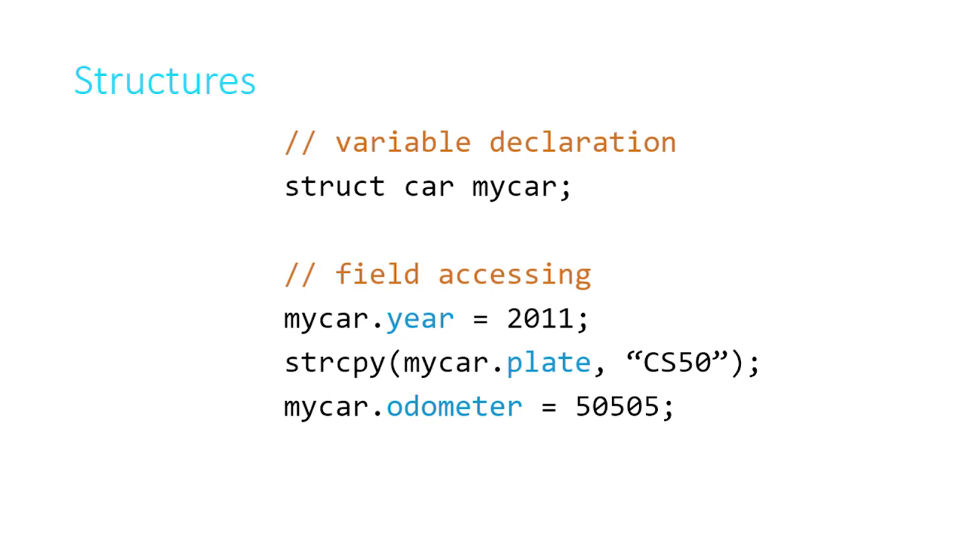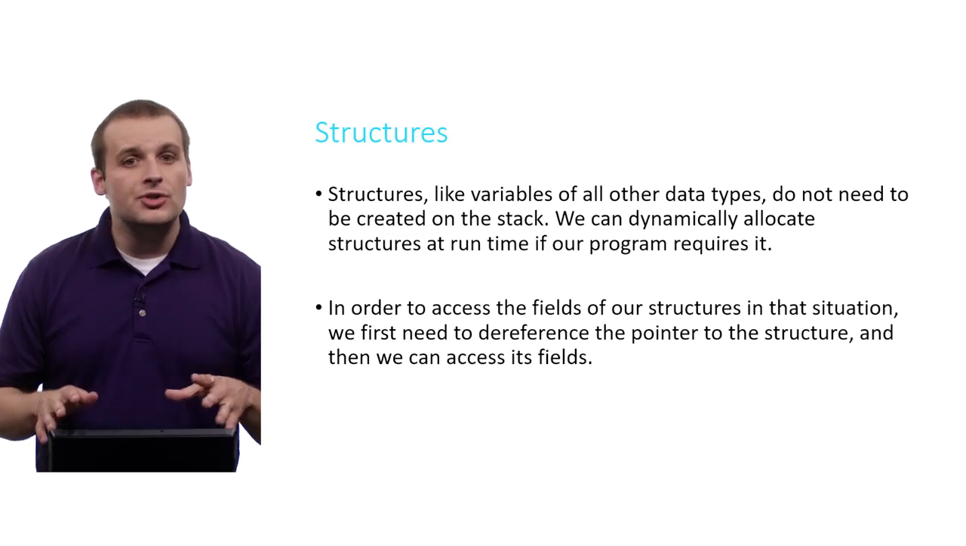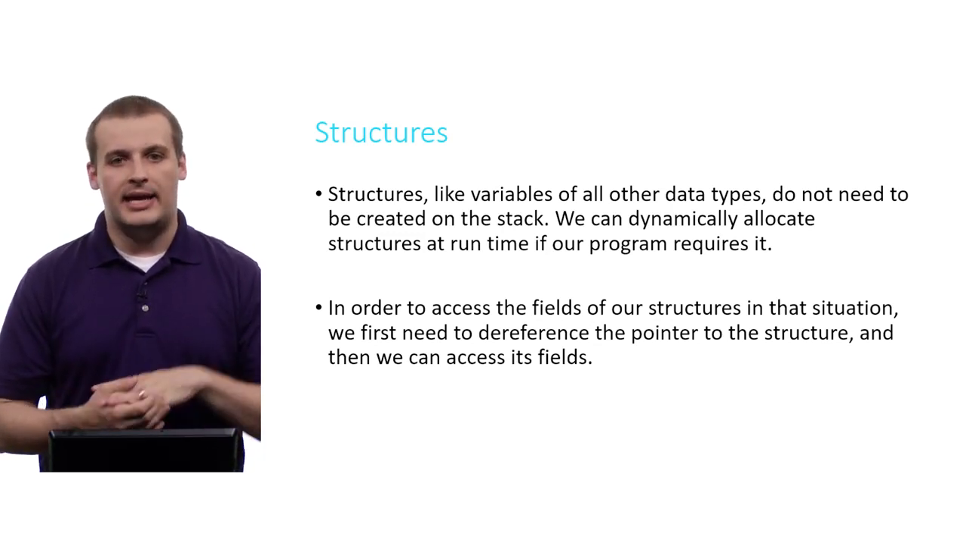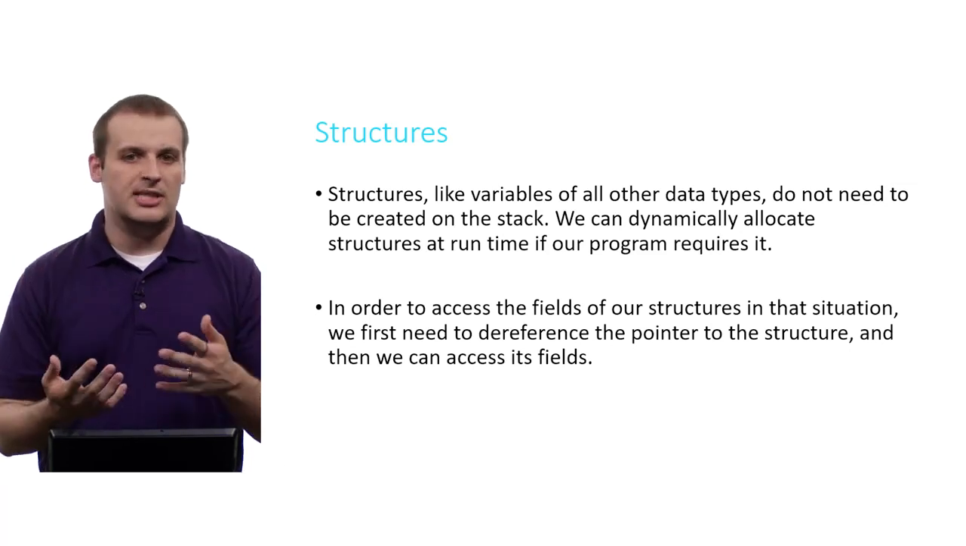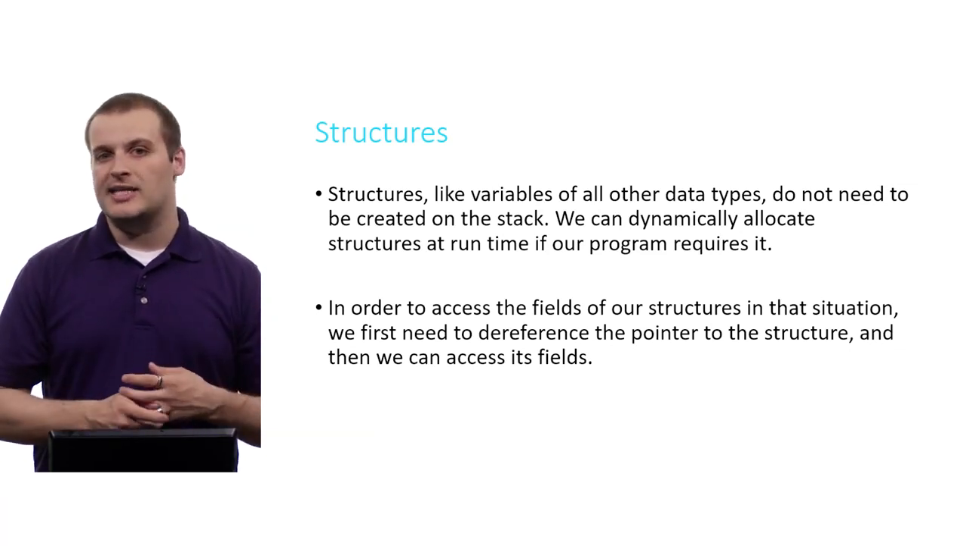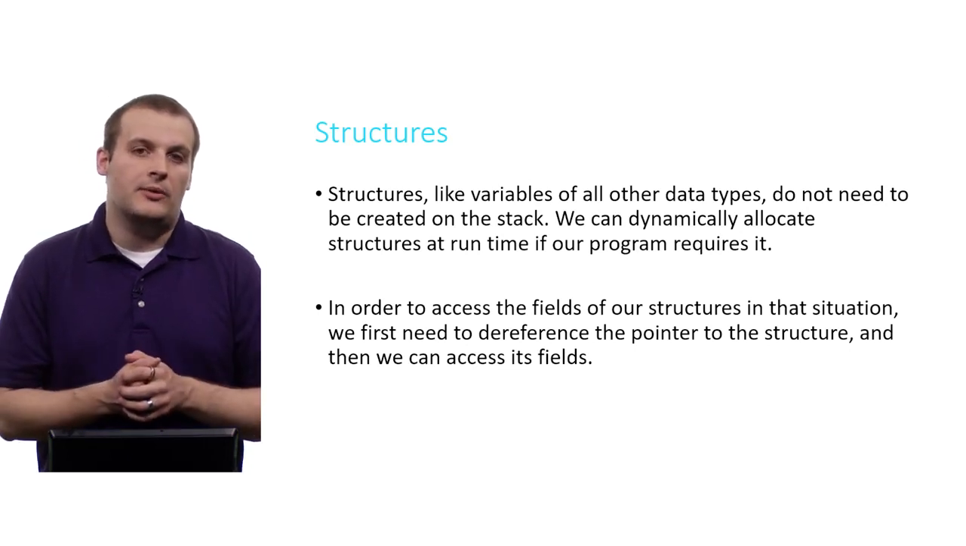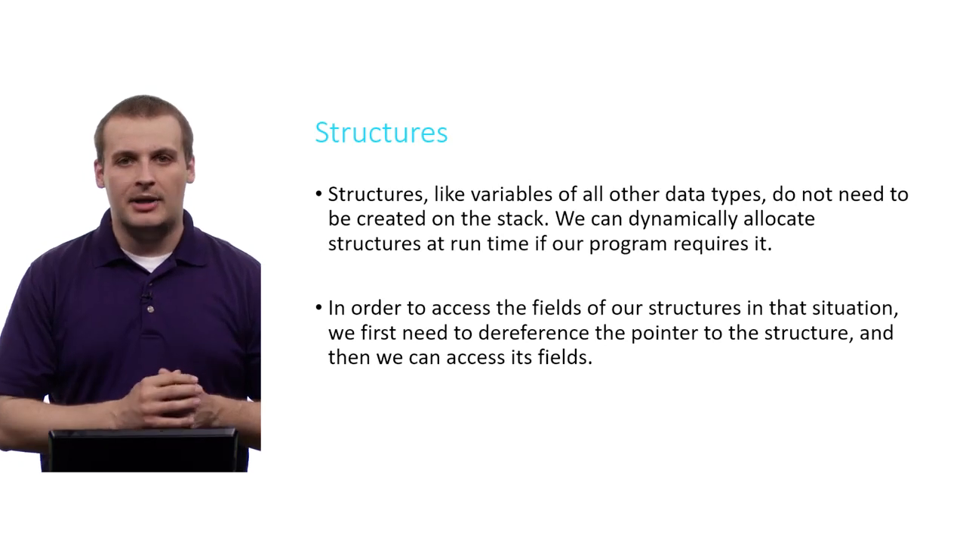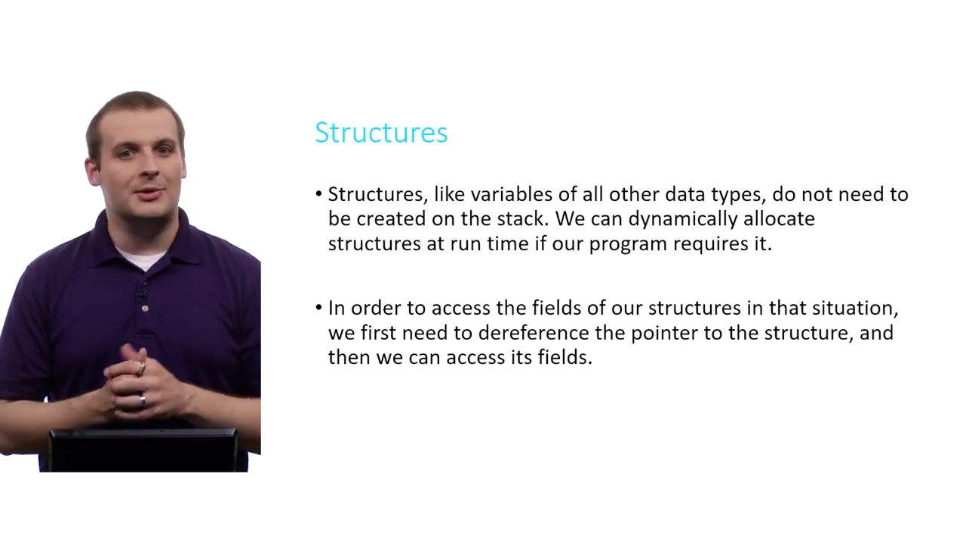I can say mycar.odometer equals 50505, or anything else that I want to do. I can set the engine size, and I can set the model. I can do whatever else I want to do just by accessing the fields similar to this. But structures, like variables of all other data types, we don't have to just use the stack for this. We don't just have to say struct car mycar semicolon. We could dynamically allocate this if we don't know at the beginning of our program, for example, that we're going to need a certain number of these things. We can just declare this on the fly dynamically using pointers, of course.